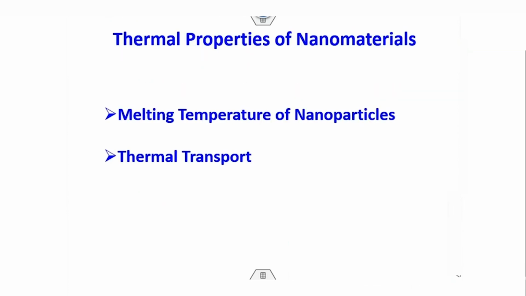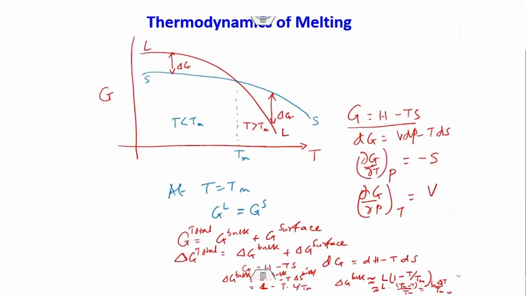So, as the beginning of the lecture, let me reiterate, thermal property of nanomaterials will have two components. One, the melting temperature of nanomaterials, other one, the thermal transport. And the first one, the melting temperature of nanomaterials, has already been covered. So, what did you do in that? Well, what you did in that is very simple.